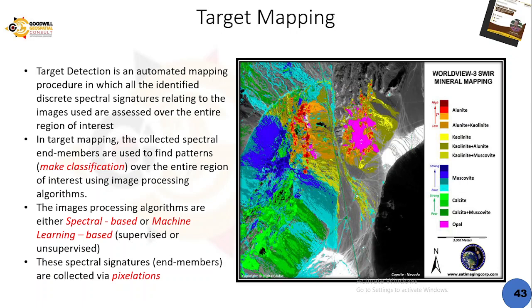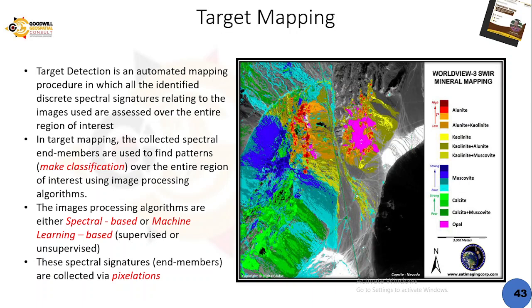Target detection is an automated mapping procedure in which all the identified discrete spectral signatures relating to the images are used to assess the entire region of interest. In mapping, the collected spectral end members are used to find patterns, that's to make classifications over the entire region of interest using image processing algorithms. The image processing algorithms are spectral based or machine learning based. Machine learning comes in folds: it's either supervised, unsupervised, or reinforced learning.